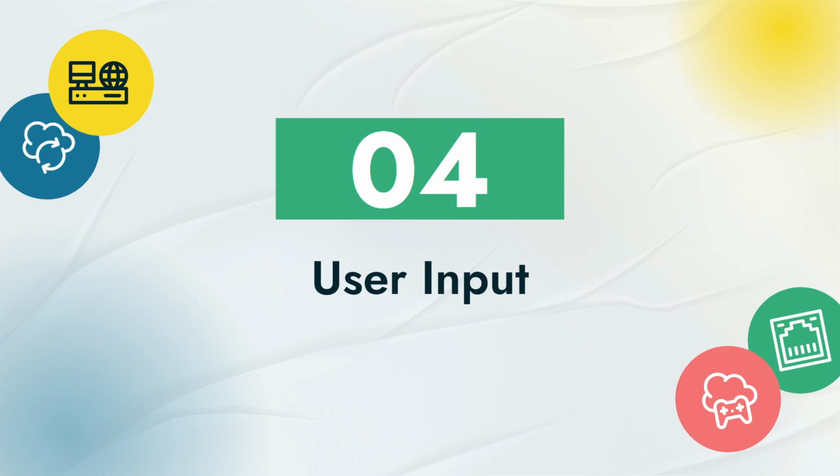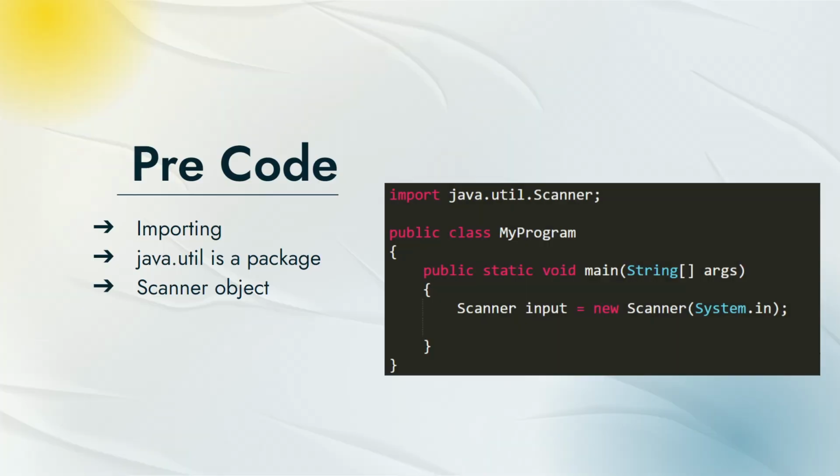So the next thing we'll be looking at is user input. Here's some pre-code to user input before actually writing your code. First, before the public class and the main method, you have to import this line right here. You import java.util.Scanner.